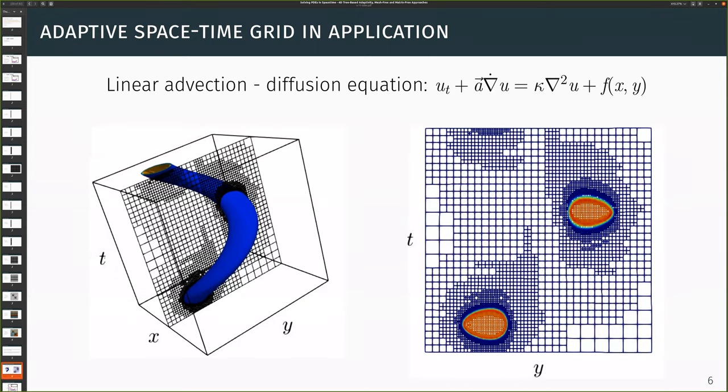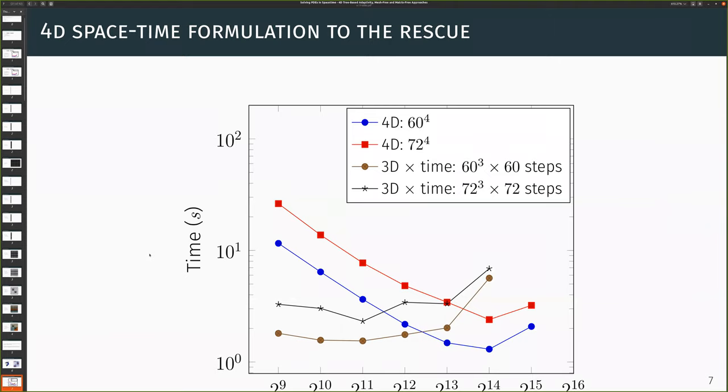This is an example of a linear advection diffusion equation. For visualization and simplicity, we have two space dimensions, and the vertical axis is the time dimension. You can see when we discretize it, we get a higher resolution adaptively in space-time. Each of these space-time blocks gets partitioned across processors. So we have both adaptivity and parallelization in space-time, compared to traditional space-only parallelization approaches.